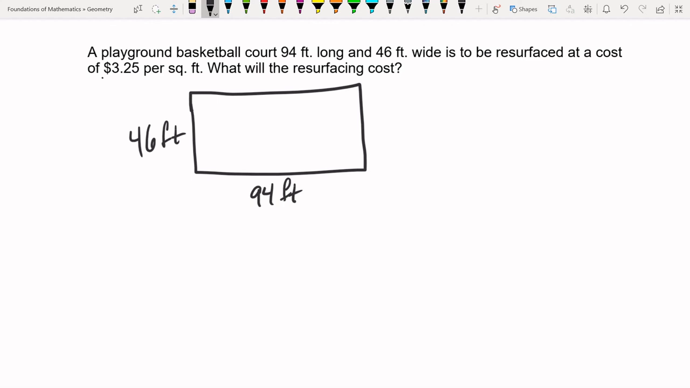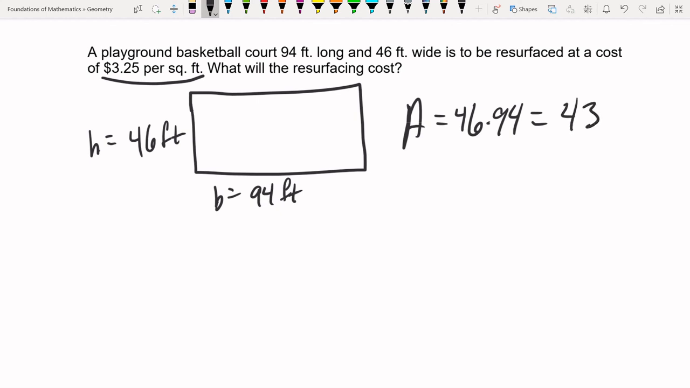Well, if it's in dollars per square feet, then we need to know what the square footage of the court is. In other words, what is the area in square feet? Well, we know what the base and the height are, right? This is just a rectangular court, so the area of this is going to be 46 times 94, which is 4,324 square feet.